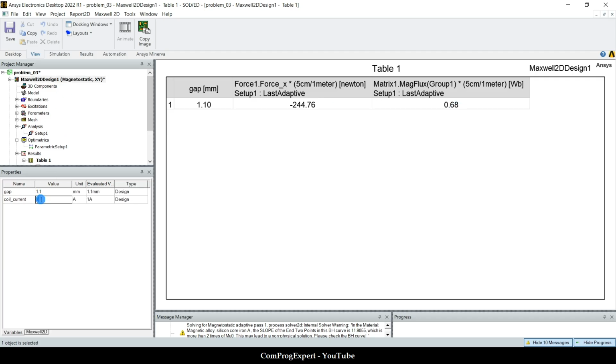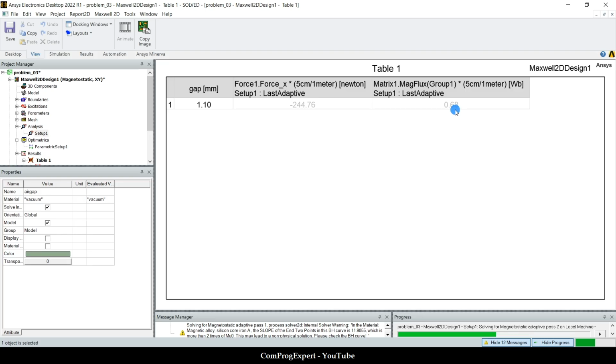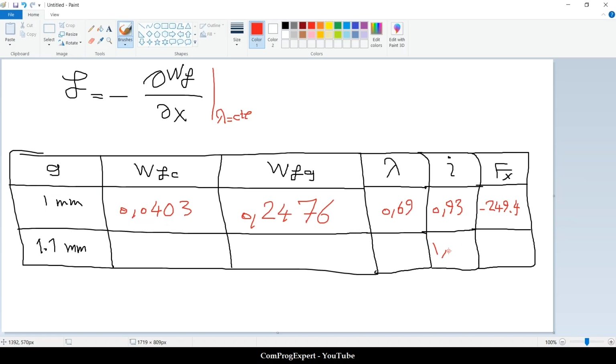And if I write 101 and repeat the simulation again, we can match the number 0.69. So the value of the flux linkage is the same as the previous one. The value of the current is 101 in this case, and the value of the flux linkage is 0.69.